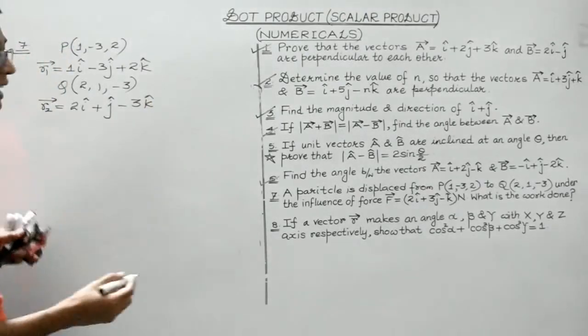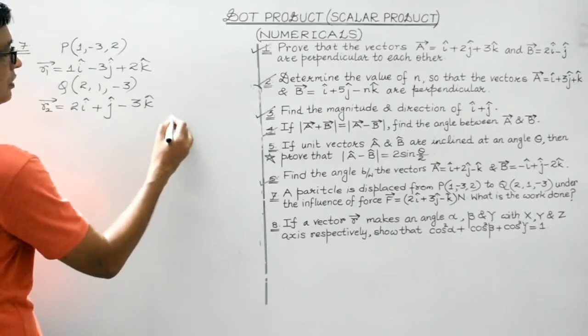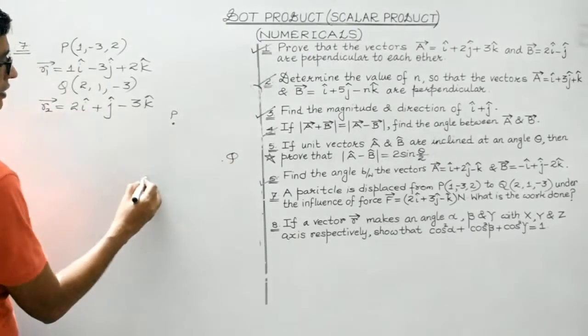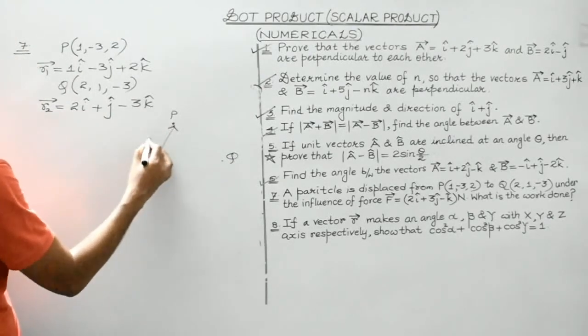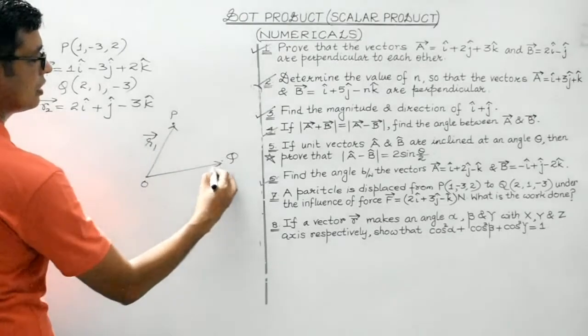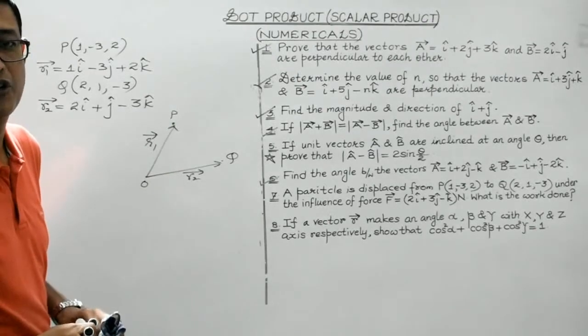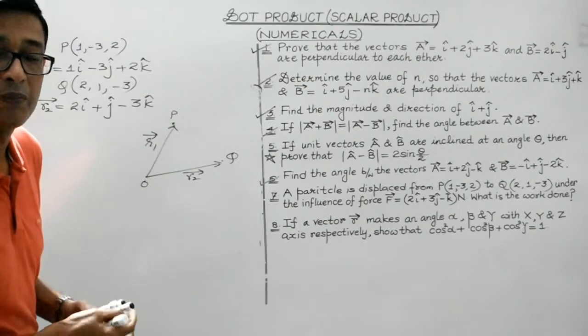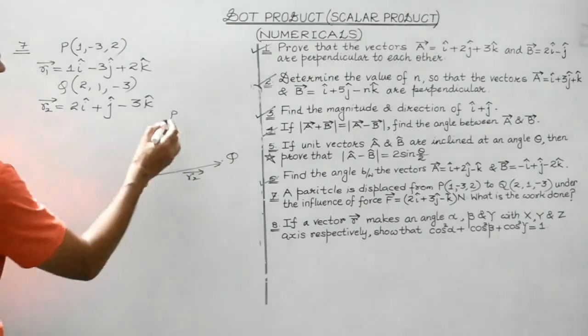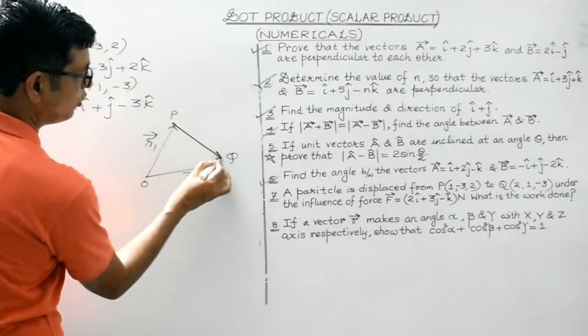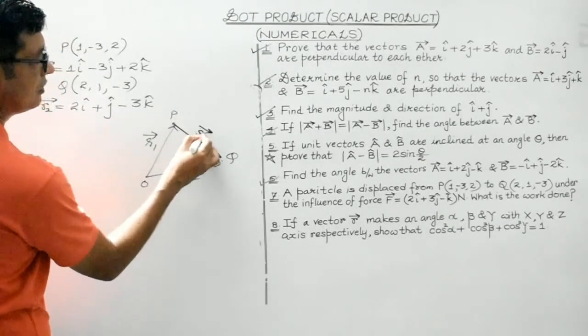So, I will show it diagrammatically. Suppose this is point P and this is point Q, right? This is the origin. This is R1 vector, this is R2 vector. This is the initial position and this is the final position. So, displacement is drawn by a vector whose tail coincides with the initial position and arrow coincides with the final position. So, this is the displacement vector.